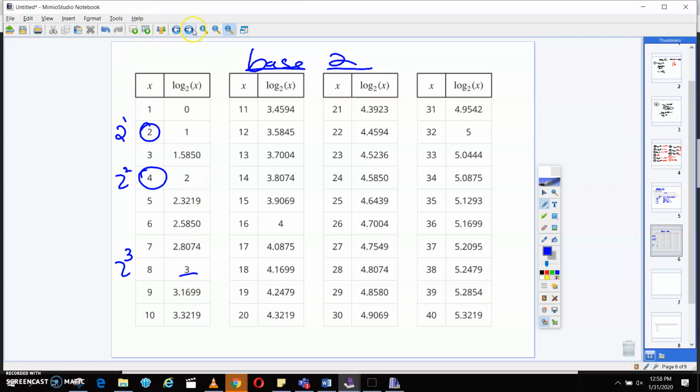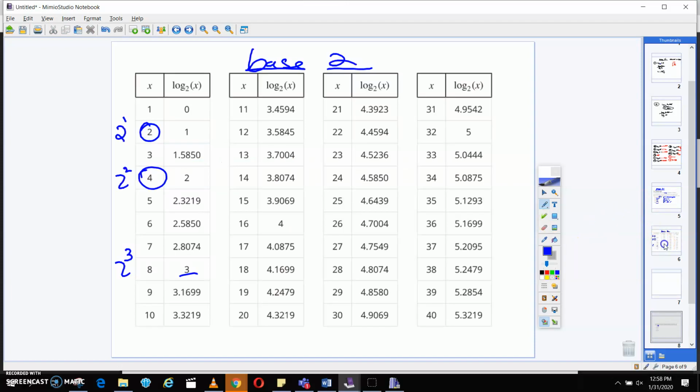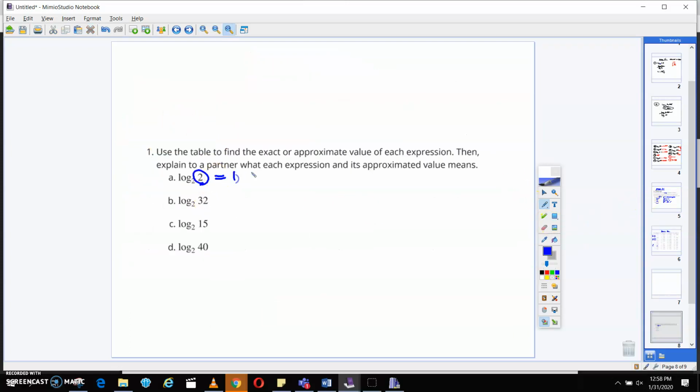Okay, so let's go ahead and look at those questions down at the bottom. It says, use the table to find the exact or approximate value for each expression. Then explain to a partner what each expression and its approximated value means. Basically, evaluate this mess. So you're going to take this big number, which is 2 on this one. You're going to go to your table. When x is 2, what was y? 1. Okay, so this is going to equal 1.